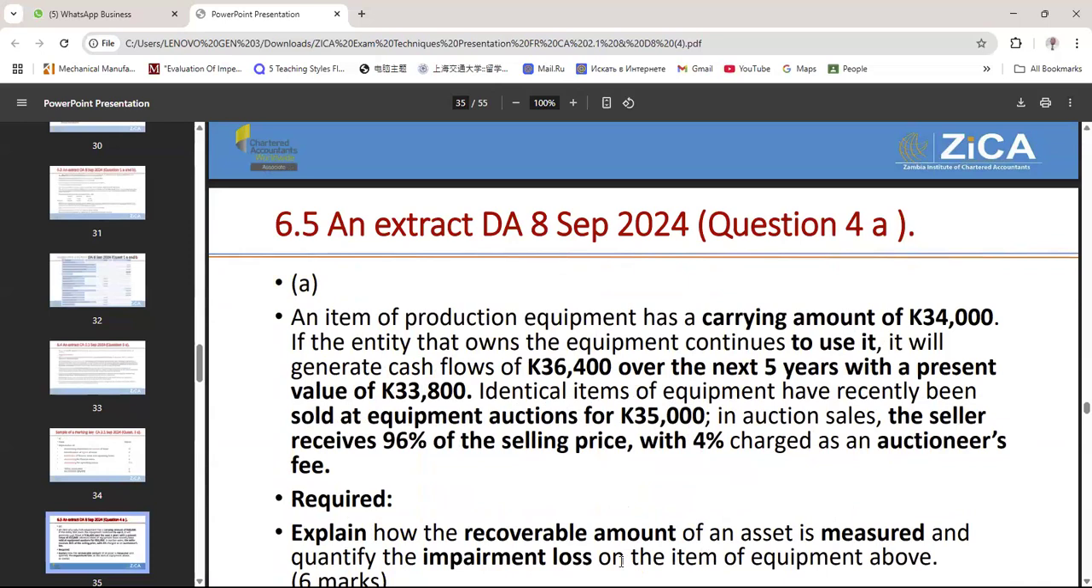This is IAS 36, and it also came last sitting; the performance was something else. Impairment is when you compare the carrying amount and the recoverable amount. Now, what's a recoverable amount? You pick the greater or the higher of value in use. What do we mean when we say value in use? It is when you discount the future cash flow.